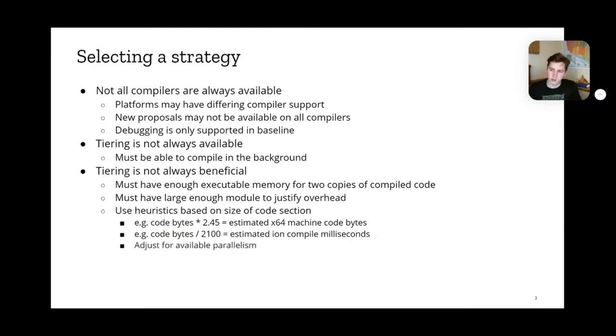And then we also adjust for available parallelism. We expect to get mostly linear speedup, but not entirely, from each additional core that gets added, because there are some things that don't perfectly scale up, but we do get quite a bit. So once this is all good, we know which compiler we're going to use and whether we're just compiling once or whether we're tiering and we'll expect to do another compile later. So with that, let's actually get into decoding the module and compiling the functions.